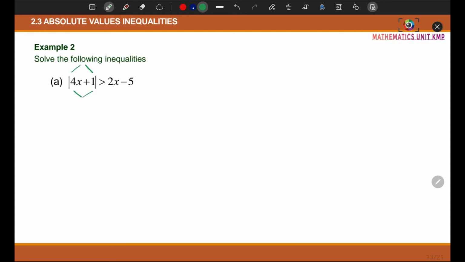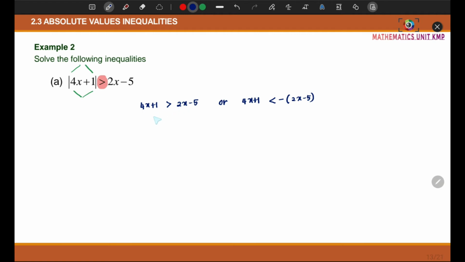Okay, first separate 4x plus 1 greater than 2x minus 5. Okay, here is the symbol greater than. We will use OR. 4x plus 1 greater than 2x minus 5. Okay, reverse the sign, put the negative. Okay, 2x minus 5. Okay, and then we will solve separately.